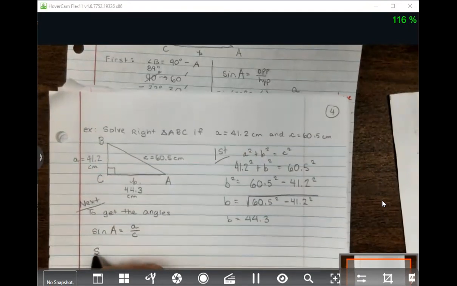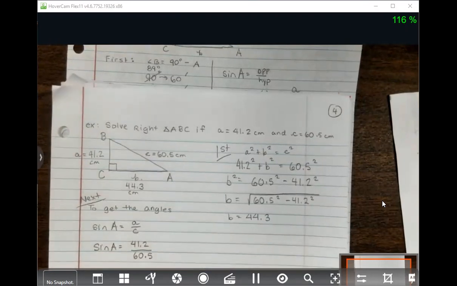So in our picture, the sine of angle A is equal to 41.2 divided by 60.5. So how do I get angle A? Any ideas?